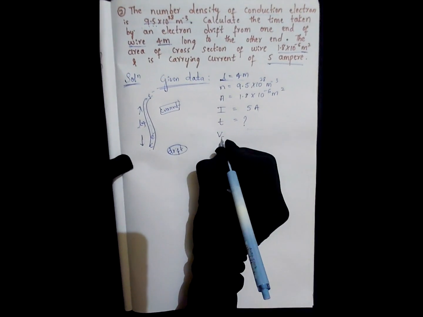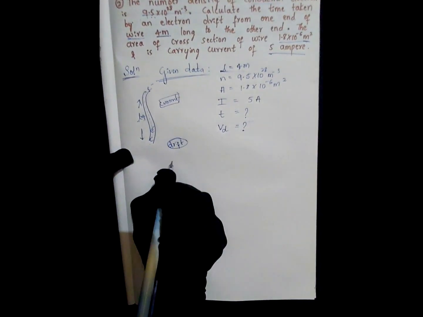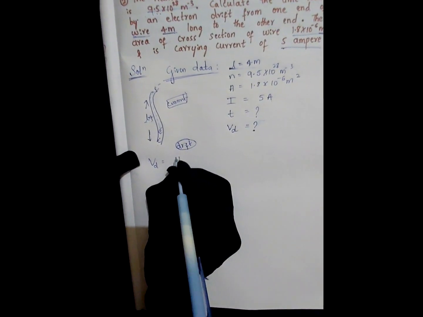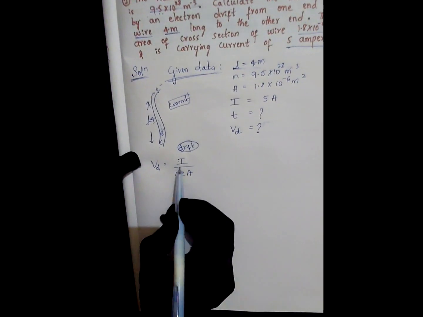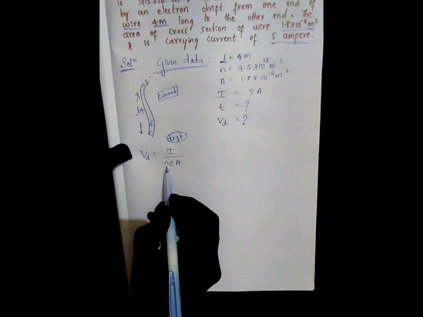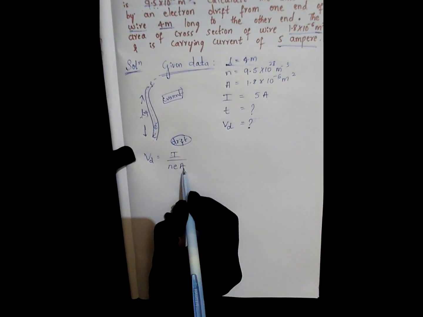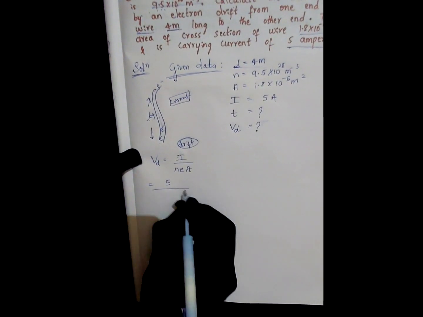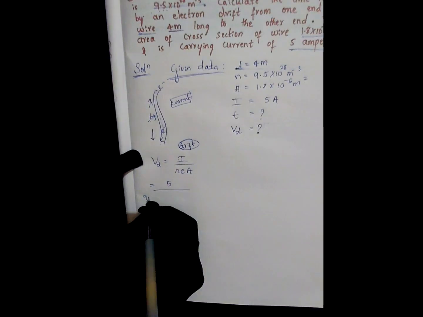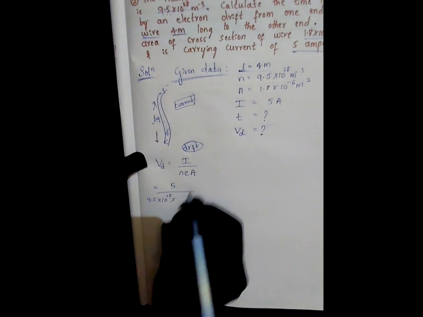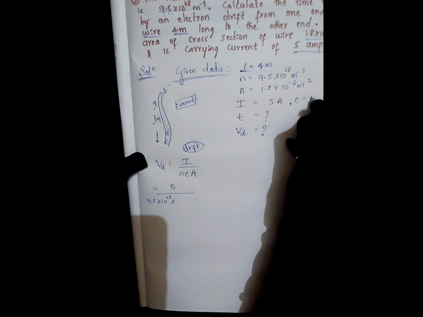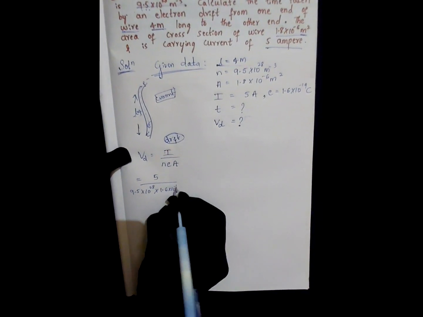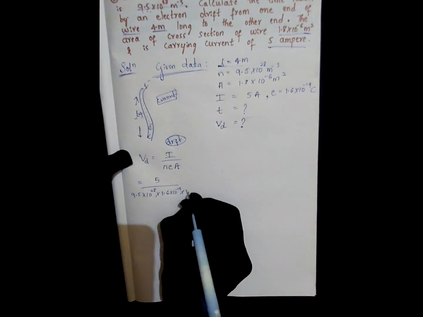Before that, we need to calculate the drift velocity. We already learnt in theory classes that the drift velocity formula is Vd equal to I divided by NEA, where I is the current, N is the number density of electrons, E is the electron charge, and A is the area. Substituting the values: I is 5, N is 9.5 × 10^28, E is the charge of the electron, 1.6 × 10^-19 coulomb, and the area is 1.8 × 10^-6.